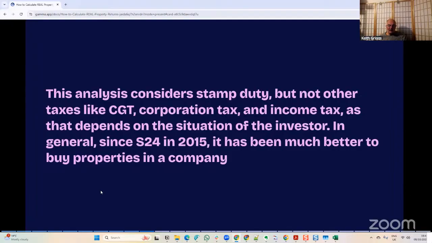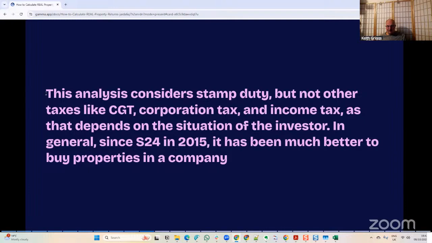And I'm not looking at capital gains tax because that depends on whether you're high rate or low rate. I'm not looking at corporation tax because, again, that depends on the turnover of your business. And also, you may or may not buy this in a company. You may buy it in your own name. So I've just excluded those things just for the purpose of these slides. But if I was helping you in practice, of course, we'd have to consider that as well.